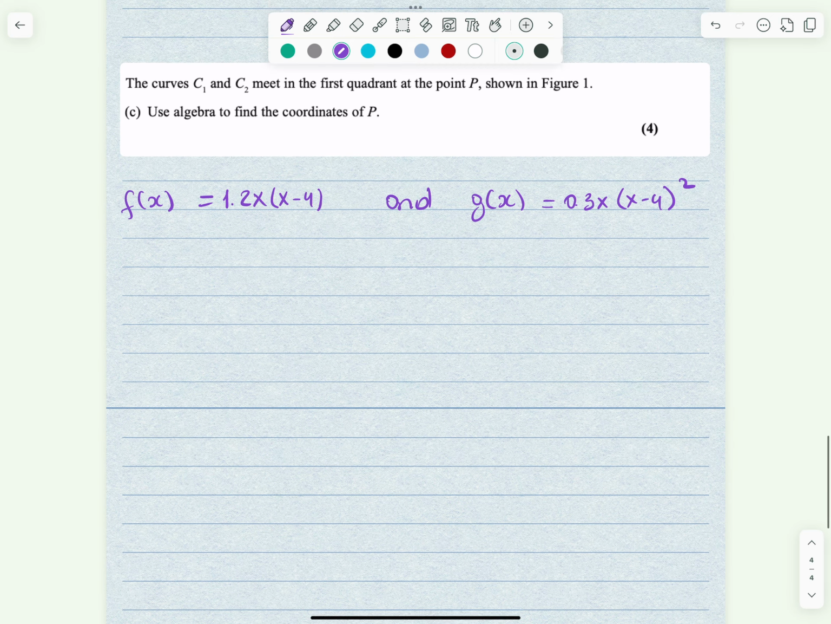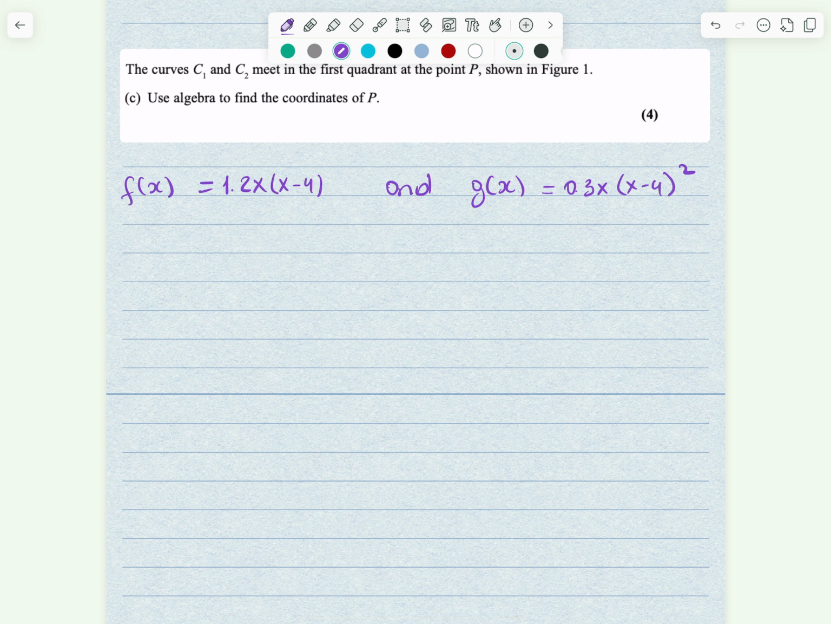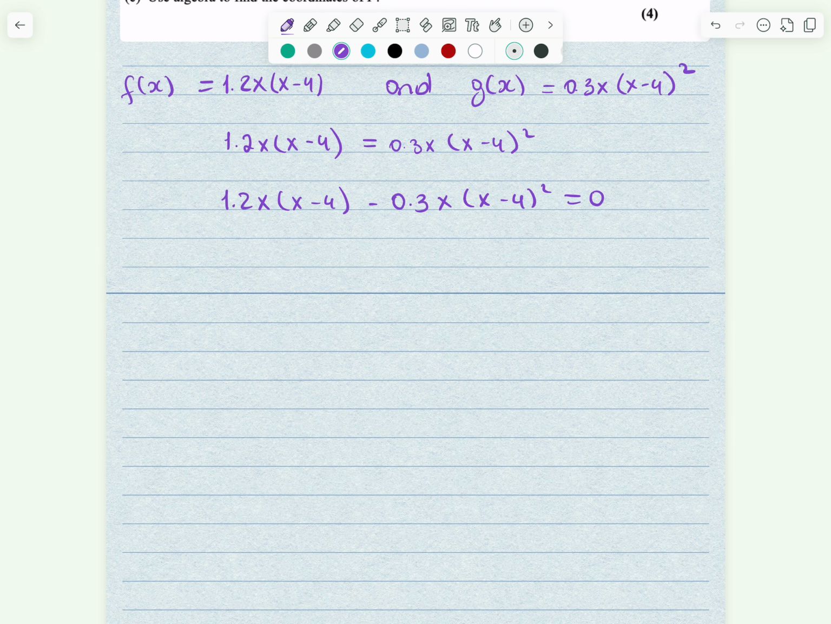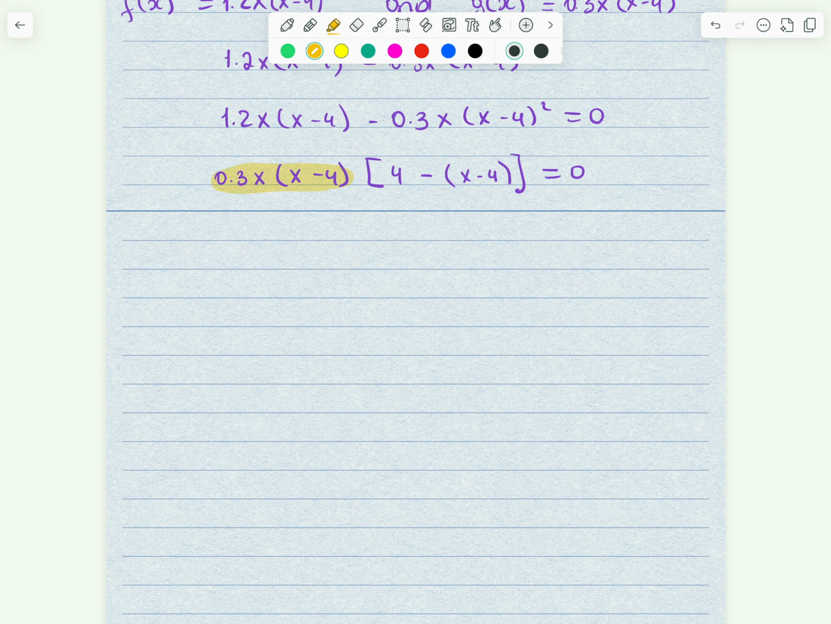For any equations, if you want to find the points of intersection, you have to equate the equations. f of x equals 0.3x times x minus 4 squared. So I'm going to take the expression on the right hand side to the left side. Here I'm going to factorize 0.3x multiplied by x minus 4, and that gives us simply 4 minus the bracket x minus 4, equals 0.